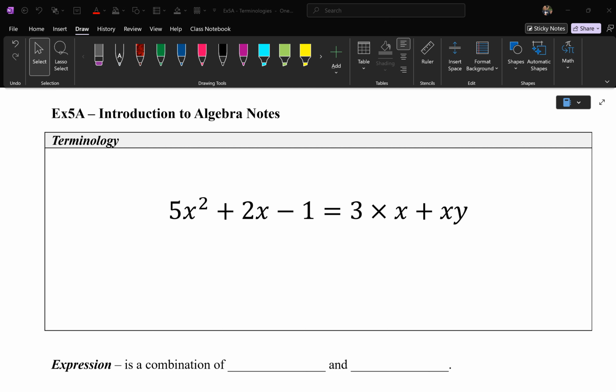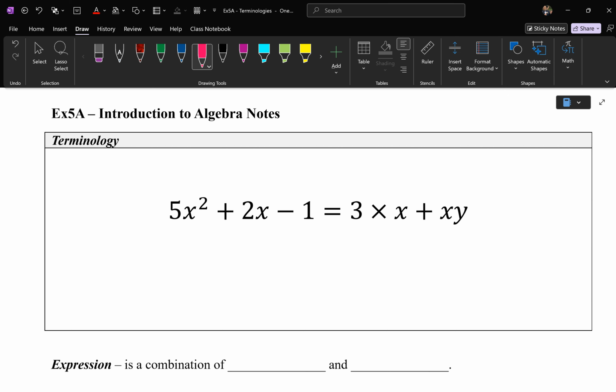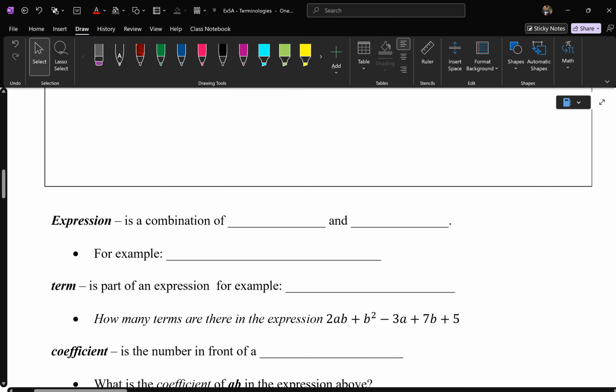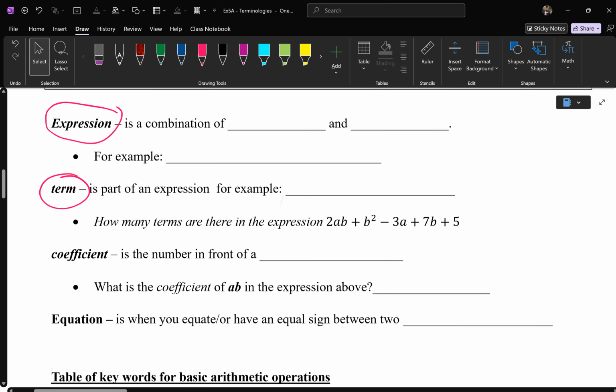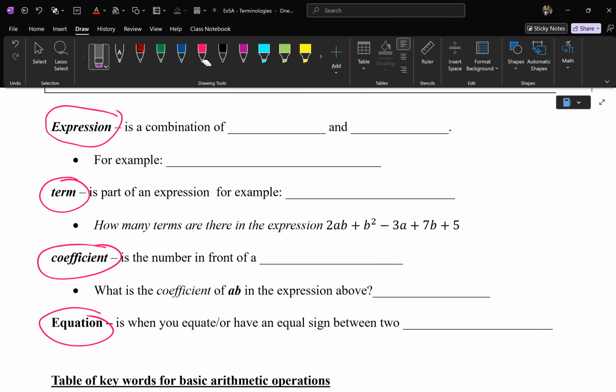Chapter 5 is all about learning the theory, simplifying, and some of the terminologies that we use with algebra. So here's a good visual aspect of what each of the terminologies mean. We're going to look at the notes here. We've got an expression, we've got term, we've got coefficient, and we also have equation. Let's start off with an expression.